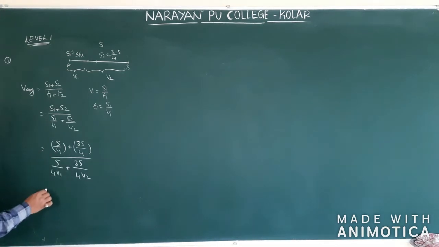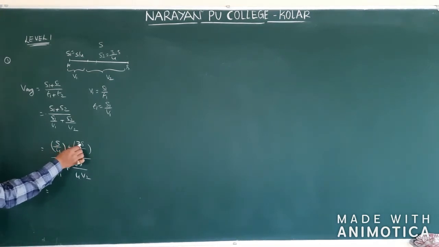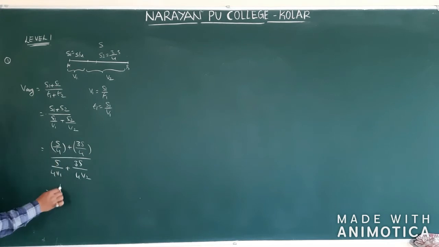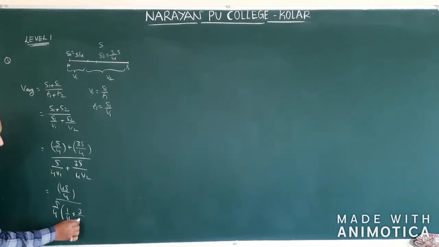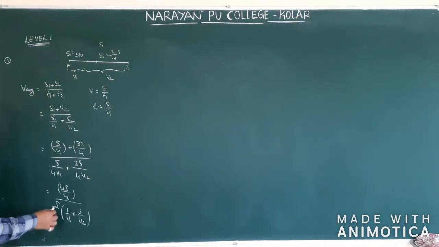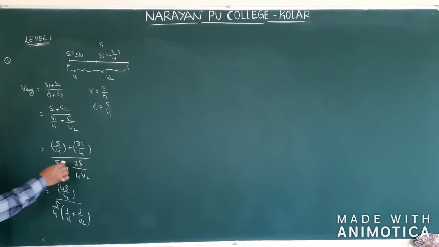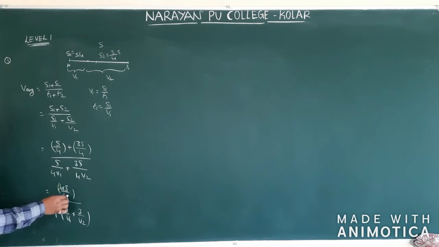s by 4 plus 3s by 4, how much will we get? 4s by 4. Divided by what is common here? s by 4. Therefore 1 by v1 plus 3 by v2. Correct? s by 4 we have taken common. So 4 will be cancelled, this s will be cancelled, this 4 will go to the numerator.